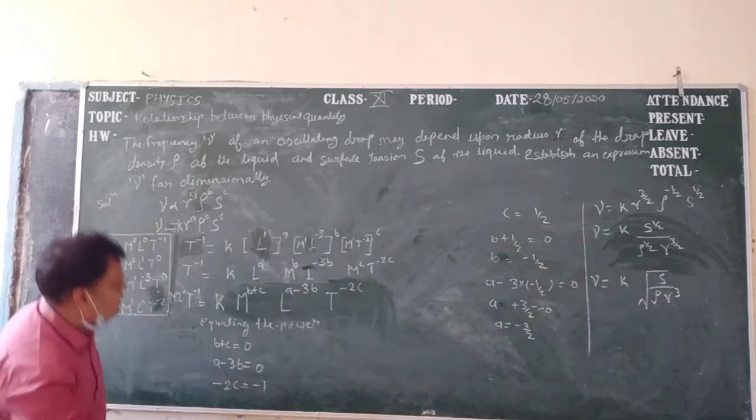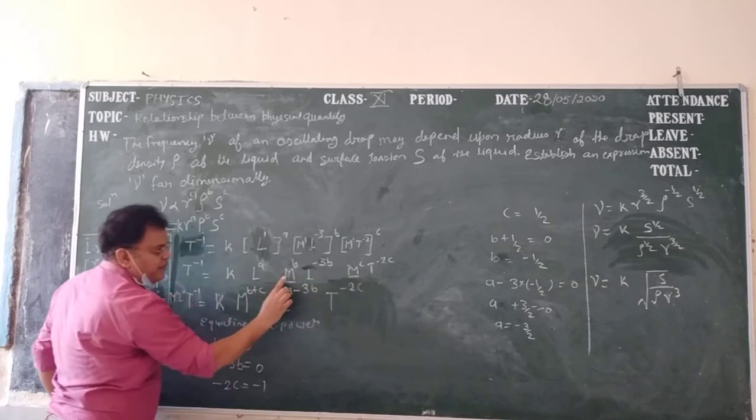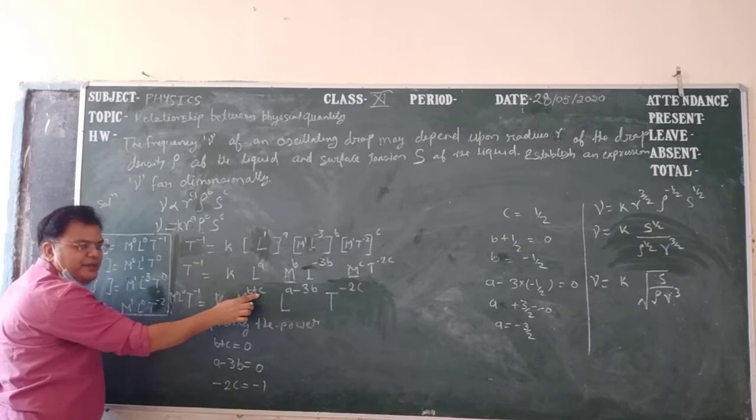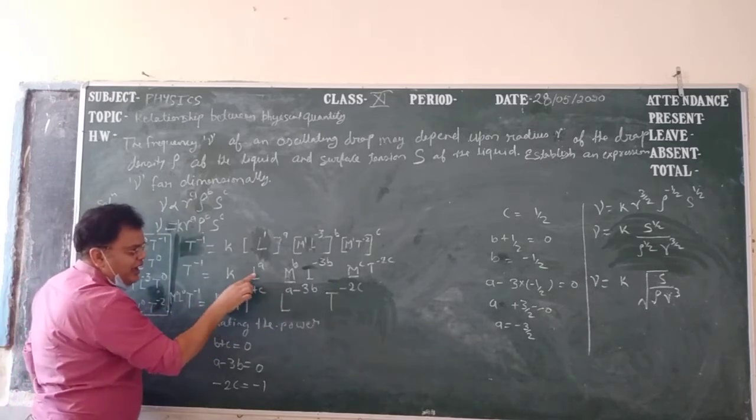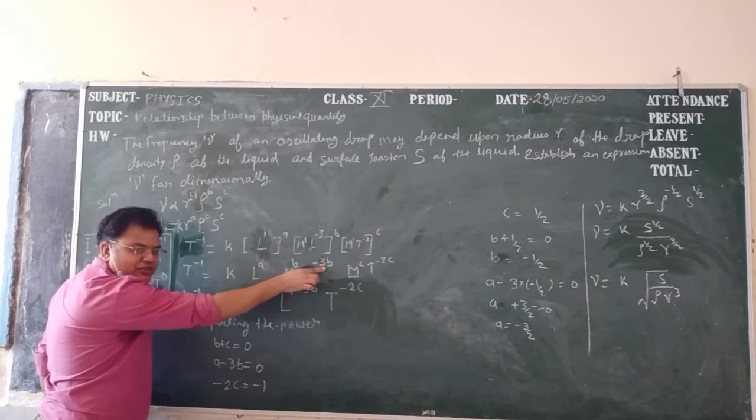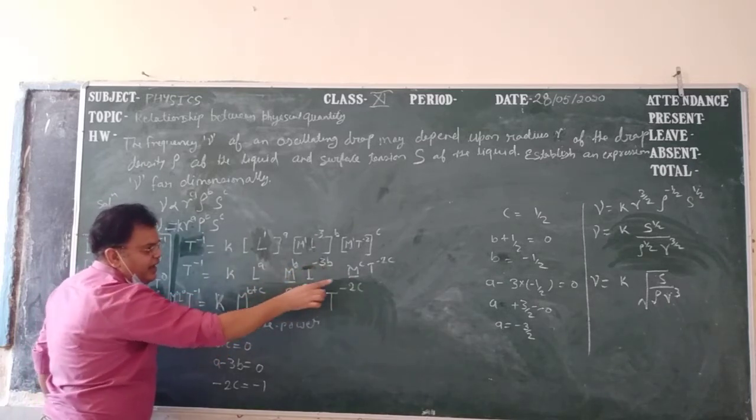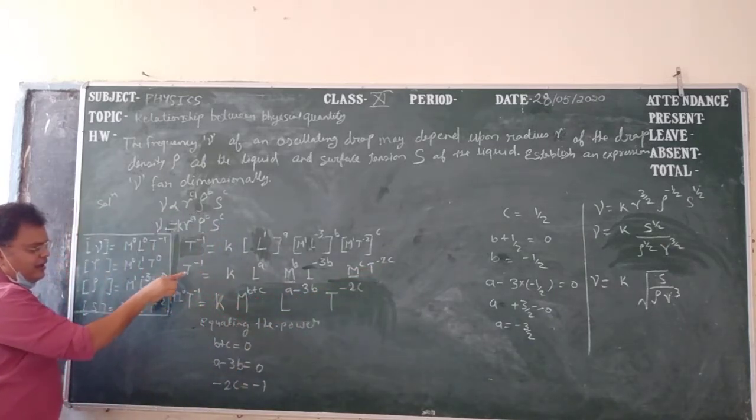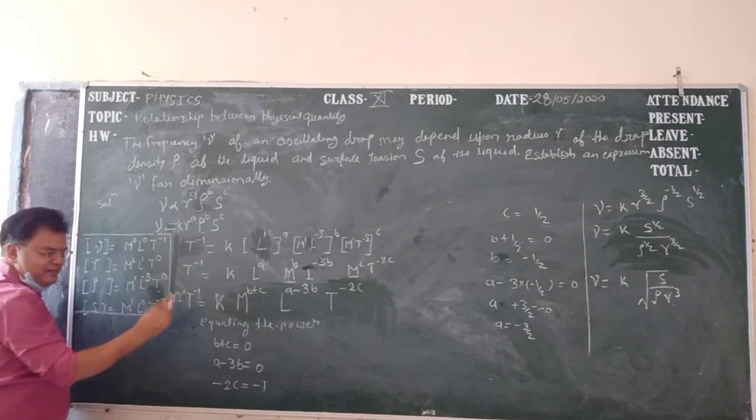So student, m to the power b, m to the power c gives m to the power b plus c. The bases are the same, so powers are added. L to the power a, L to the power minus 3b gives L to the power a minus 3b, and t to the power minus 2c. Here t to the power minus 1 you can simply write as m0 l0 t minus 1.